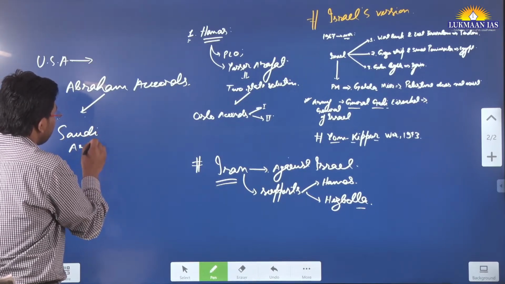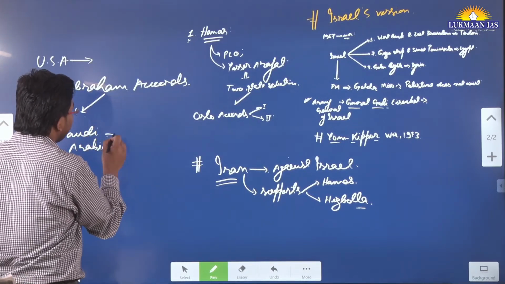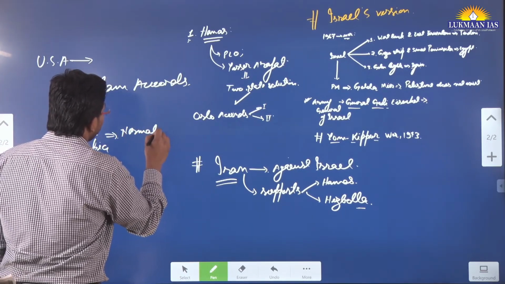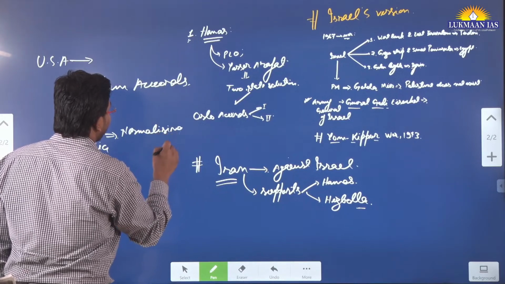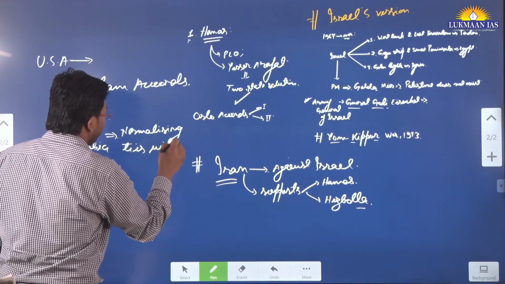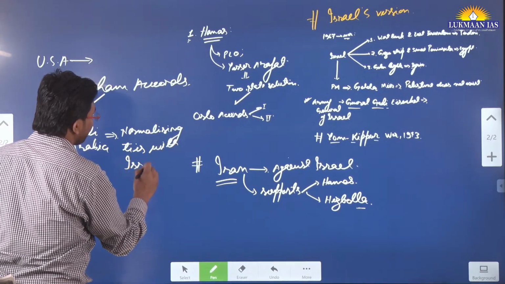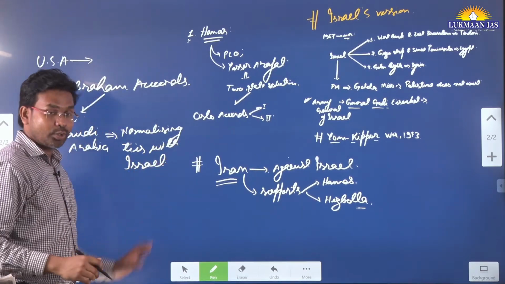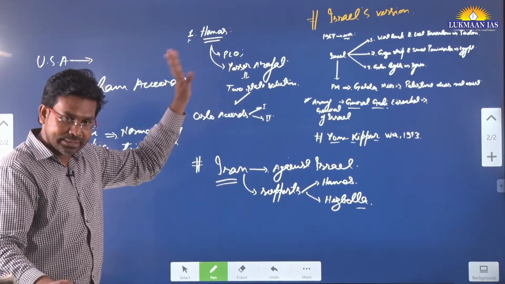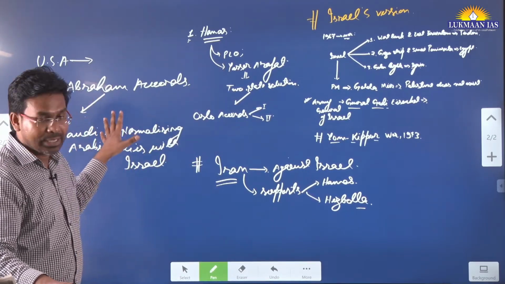That includes Saudi Arabia. So they have initiated normalizing ties with Israel. Not only Saudi Arabia, there are many countries who were earlier in warfare with Israel. So they had started normalizing the ties.